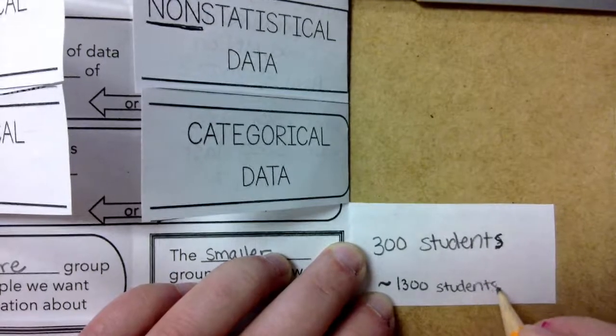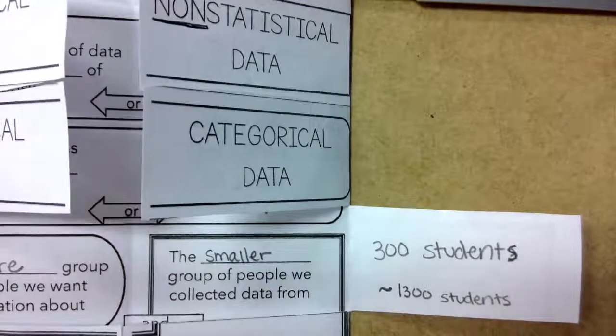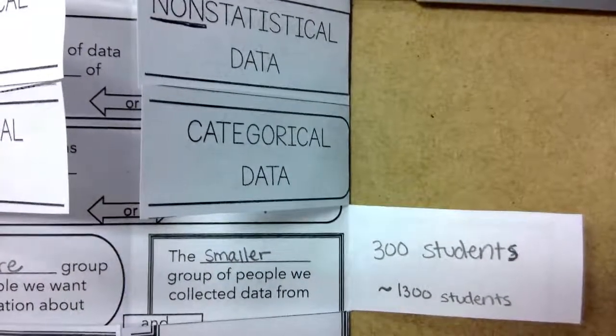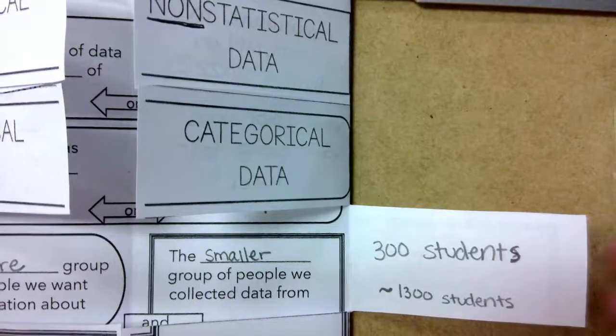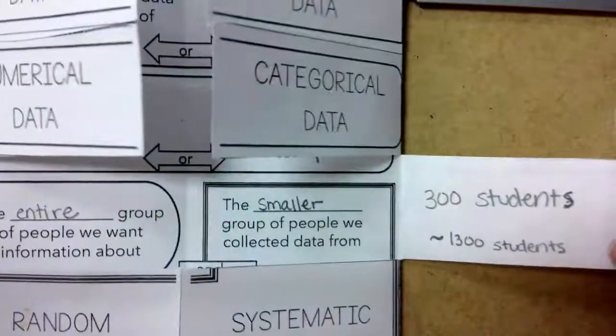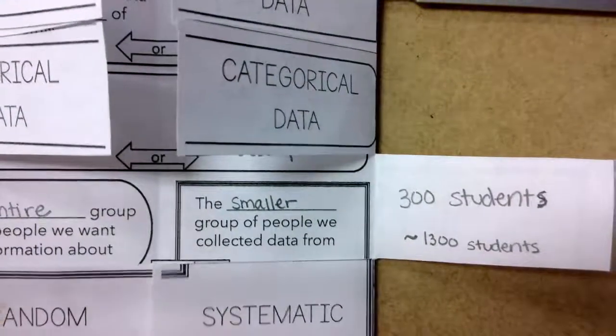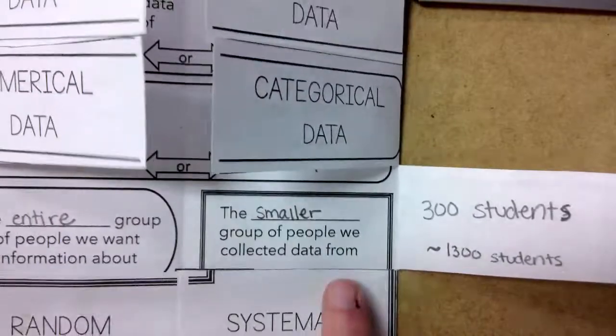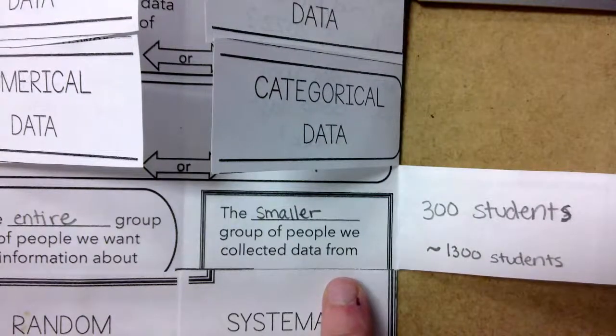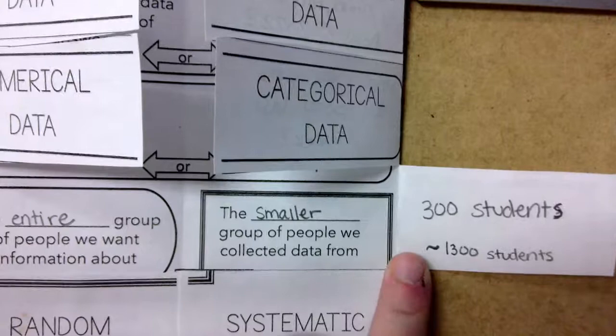All right. So for our sample, with these 300 students, we're actually going to look into 4 different types of samples. And this is the sample type. How did we select those 300 students? Okay, the first way we can select the students is randomly. Randomly means that everybody has an equal chance of being selected.